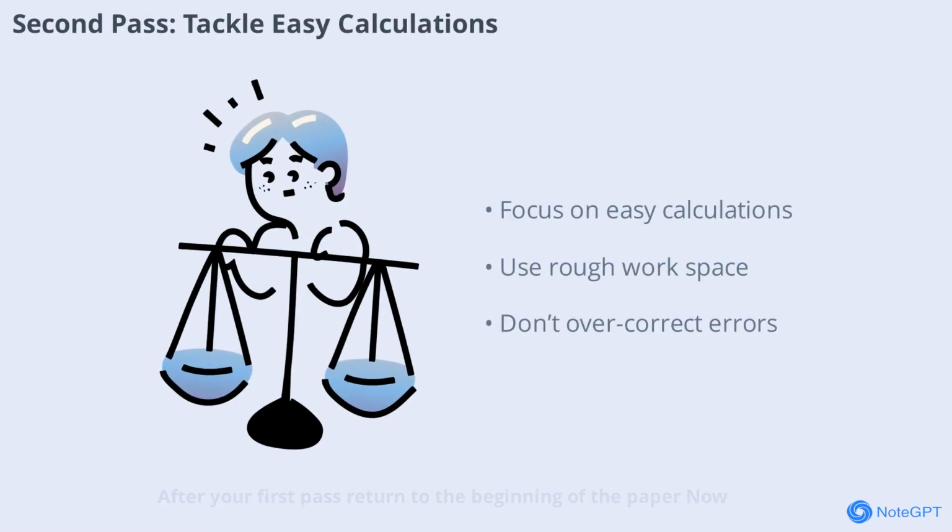For your second pass, return to the beginning of the paper. Now focus on questions that are easy to understand and calculate, even if they require a bit more thought. Use the rough workspace provided to do your calculations, but don't spend too much time correcting minor errors. Attempt each question only once, and if it takes too long, move on. This method ensures you maximize your score without getting bogged down by tricky problems.